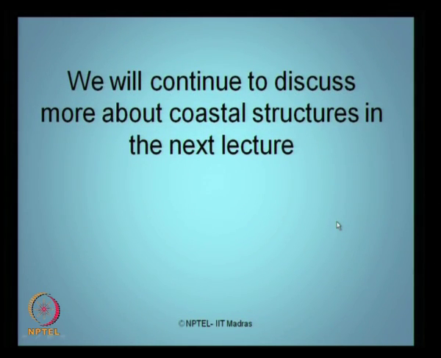In the present lecture we have discussed a few types of coastal structures. We will continue to discuss more about coastal structures in the next lecture.